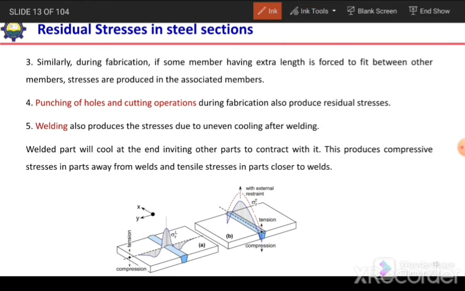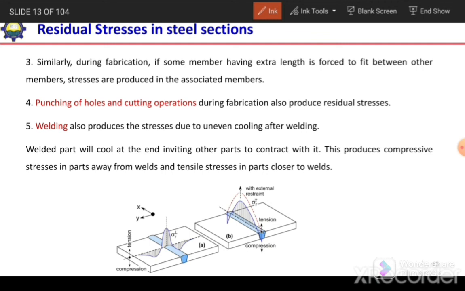The next is that punching a hole and cutting operation during fabrication also produce residual stresses. If we punch a hole in a plate, the portion adjacent to this hole will undergo plastic deformation, and as a result it will produce some stresses, and these stresses will remain there. So these are termed residual stresses. That's why during calculation of the net section in tension member design, we consider the effective diameter of the hole instead of the net or actual diameter of the hole.